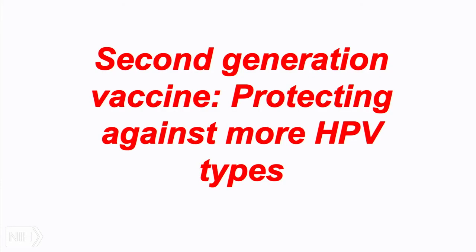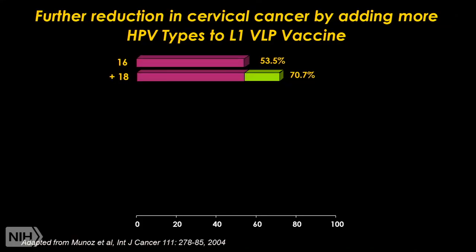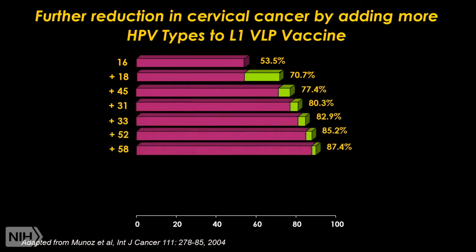What about second-generation vaccines? Merck has developed a second-generation vaccine called Gardasil 9, and the goal is to protect against more HPV types. Looking at cervical cancer, this depicts that HPV 16 and 18 together would protect against about 70% of cancers, assuming no cross-protection and perfect protection against those two types. What Merck did was to add the next five most common HPV types that are found in cervical cancer.